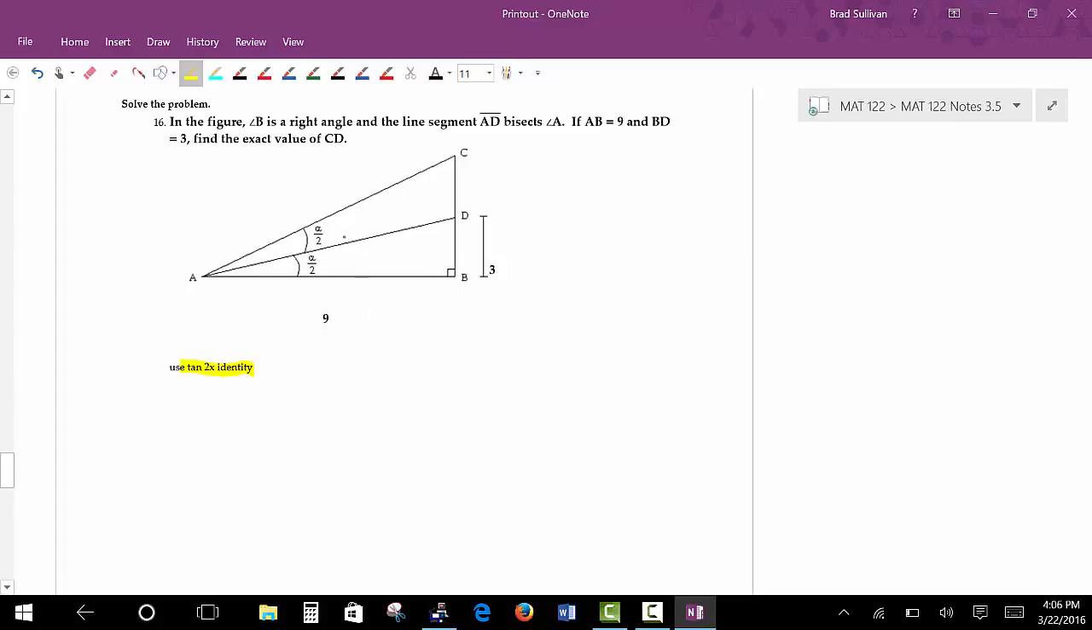So ultimately, in this problem, we've got two triangles. They've given us a couple of things. They've given us the base of this triangle right here.